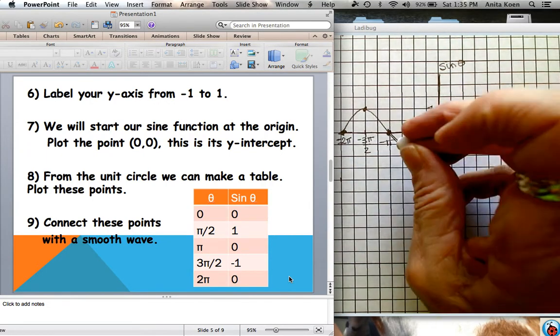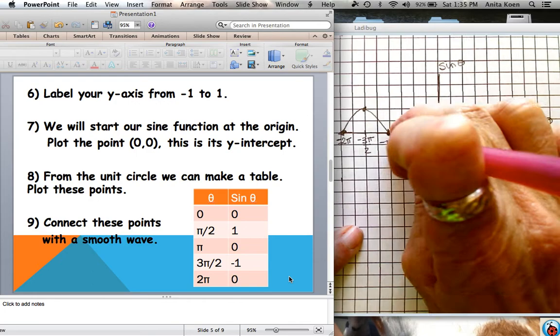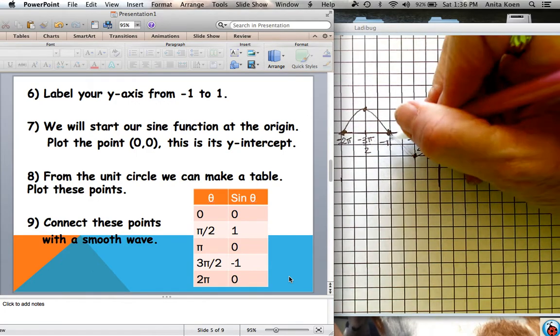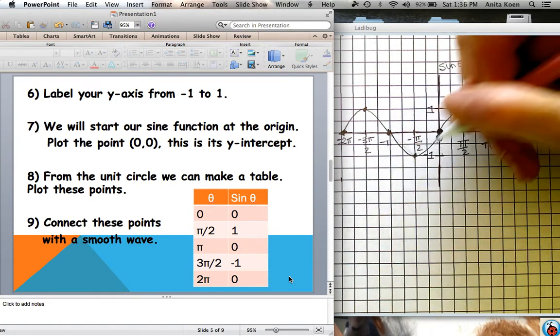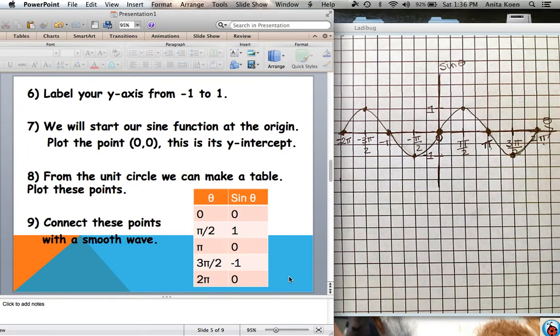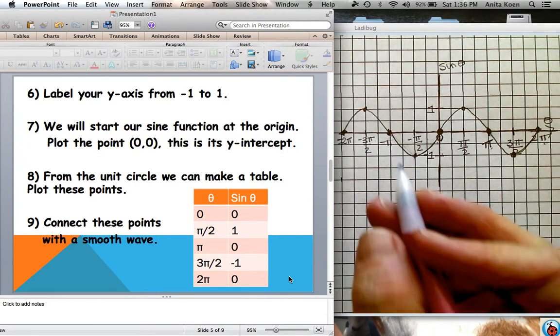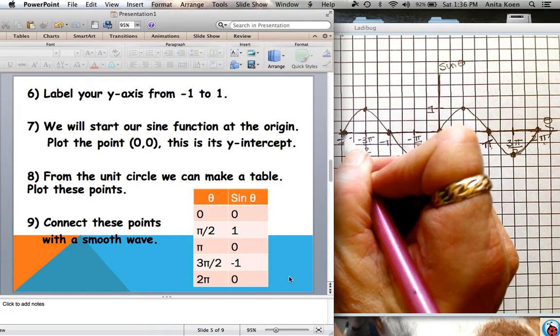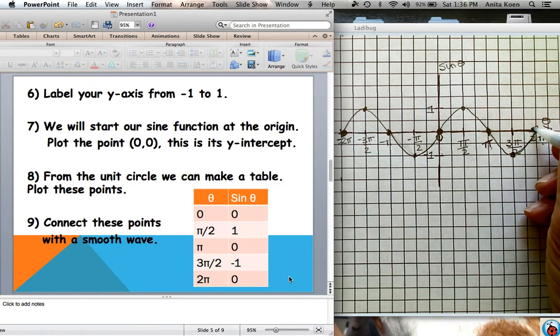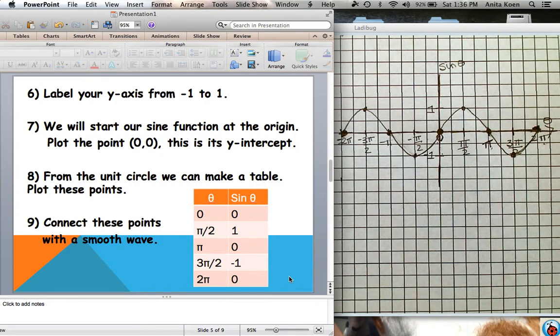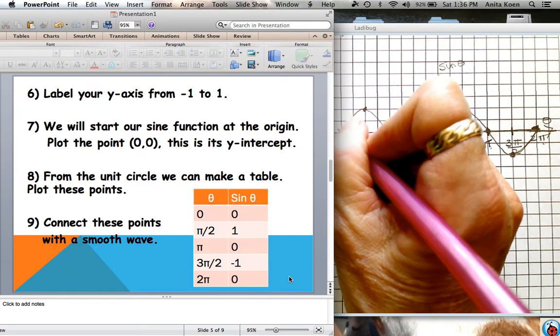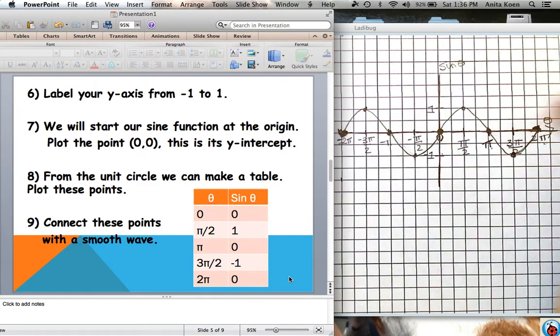This looked a little bit too straight right here, so I'm going to erase that and do it over again, because this is a curve. It's not a straight line there. Okay, and that's my sine function. Now remember, arrows on the end, because this function does continue. It does not stop here. It does keep going to the left and to the right.